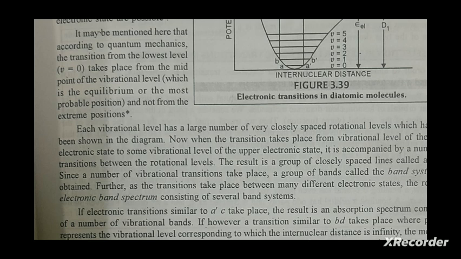Further, as transitions take place between many different electronic states, the electronic band spectrum consists of several band systems.